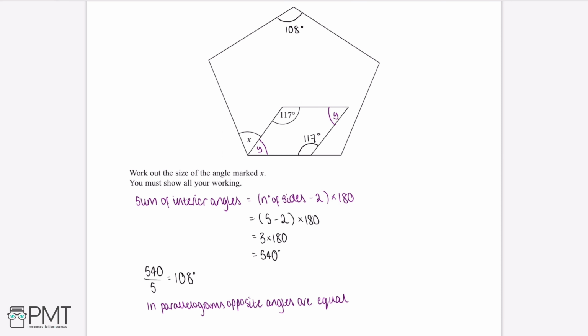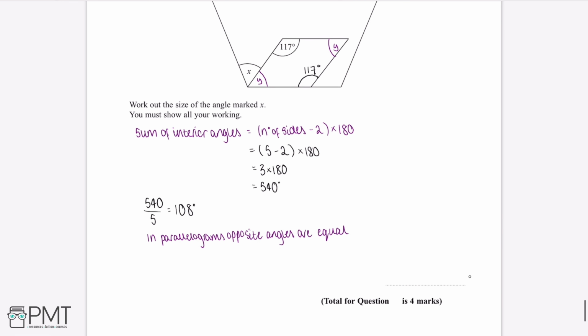And if the sum of all of these angles is 360 degrees, then we can write that 117 add 117 add 2y is equal to 360 degrees. And we can use this to work out the size of angle Y. So 117 add 117 gives us 234. And now what we'll need to do is rearrange this equation to make Y the subject.